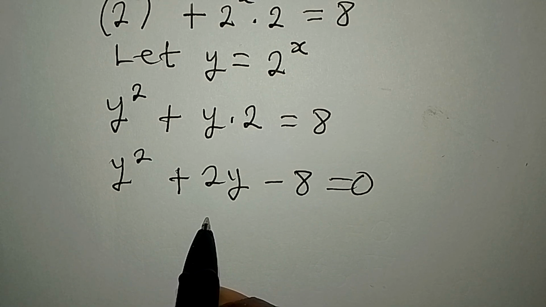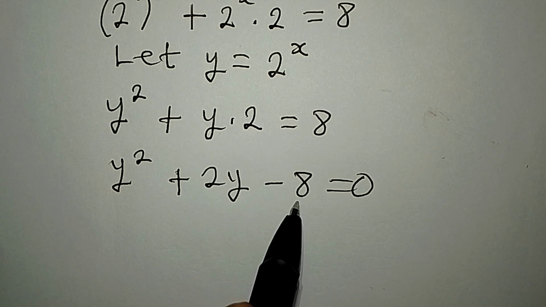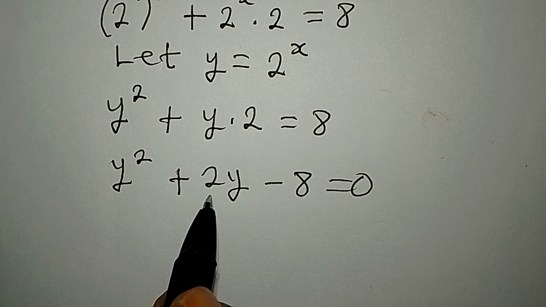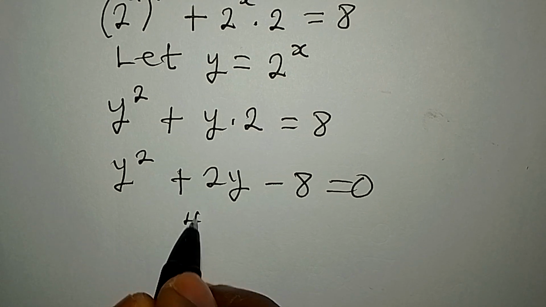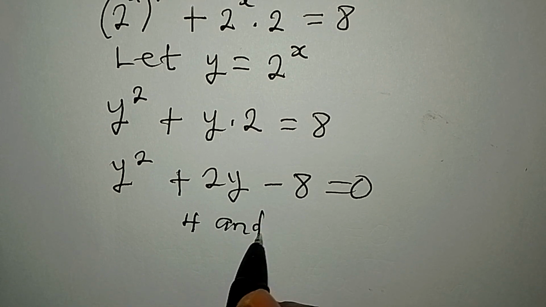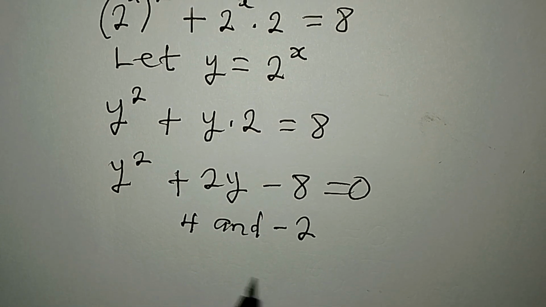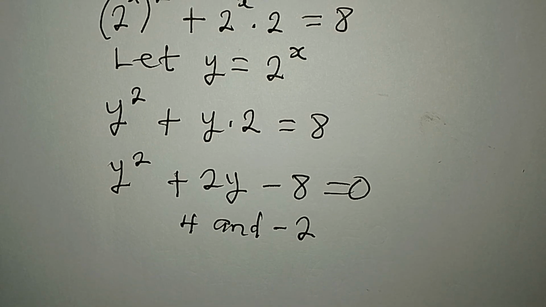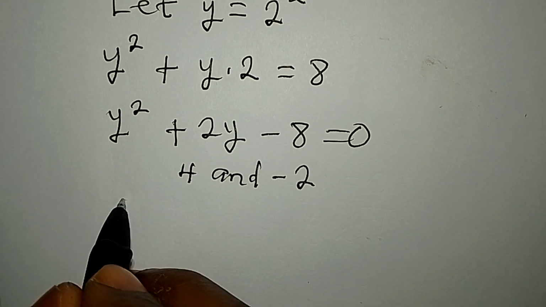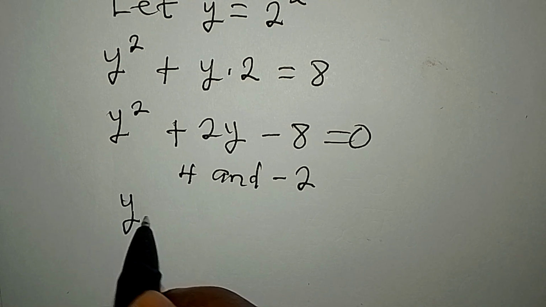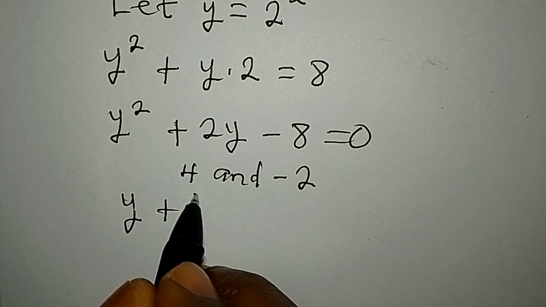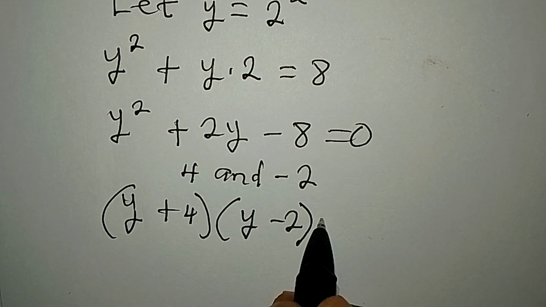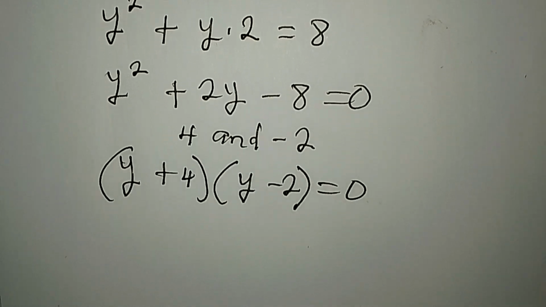Now, what two numbers multiply to get minus 8 and add together to get plus 2? I think the numbers will be 4 and minus 2, because 4 times minus 2 is minus 8 and 4 minus 2 is plus 2. So this means the factors will now be y plus 4 and y minus 2, and then equals 0.